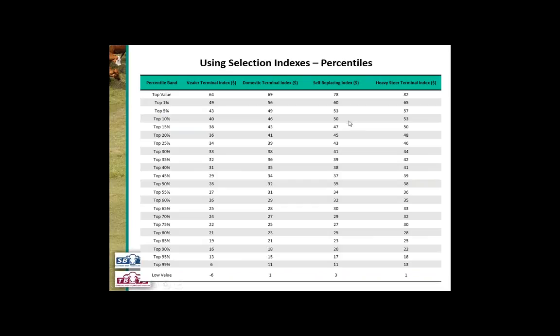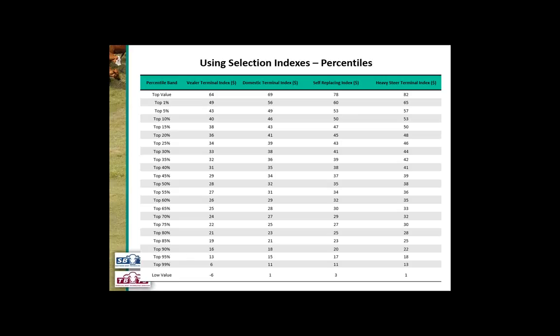Now, you can also on that website look up, on that particular search down the bottom, the percentile tables for all the EBVs, and that percentile table will also give you the percentiles for all of the indexes. And this is the Limousin example again, where the value is given for animals that are the cutoffs for being in the top 1%, top 5%, top 10%, etc.